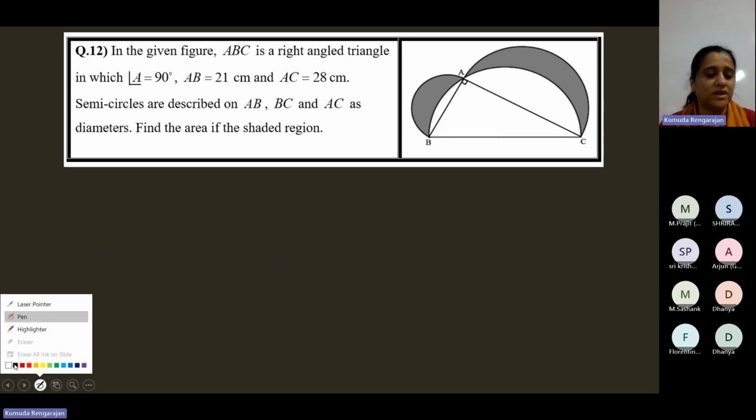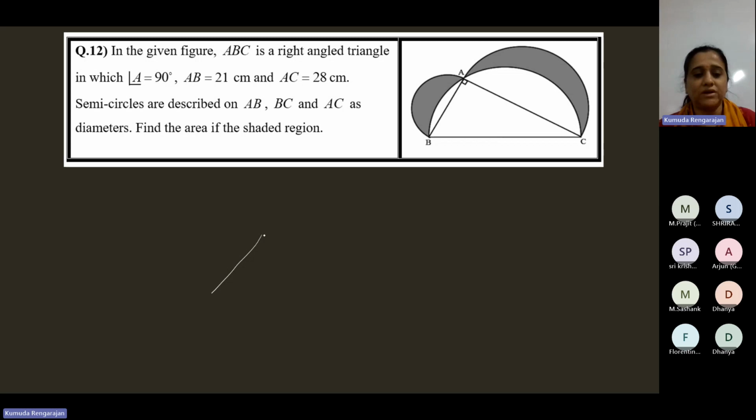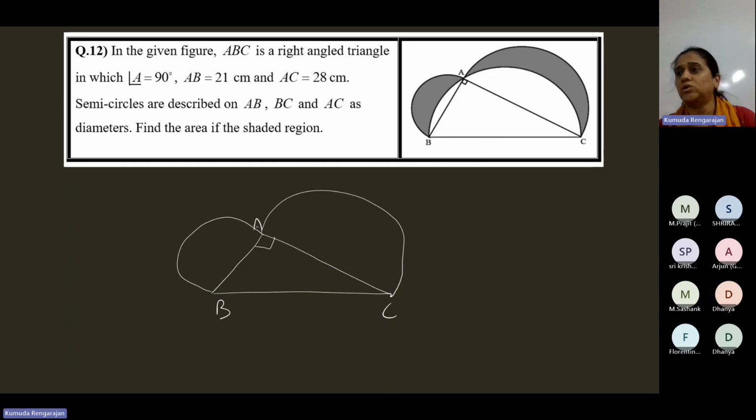So first you need to understand the complete figure. The complete figure is a right triangle. So area of the right triangle plus area of semicircle with AB as diameter plus area of semicircle with AC as diameter. This is the area of the total region. Now you're taking away a semicircle from this. The semicircle has BC as diameter. So that's what you're cutting away now. You cut off this one.